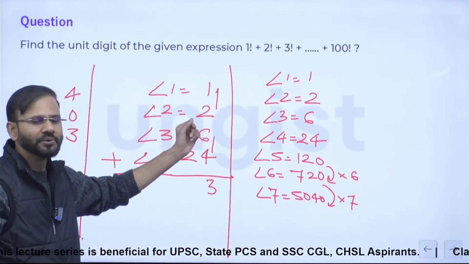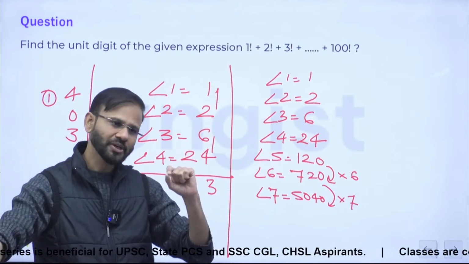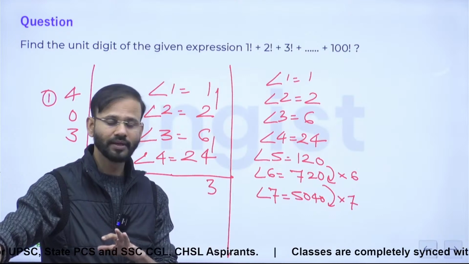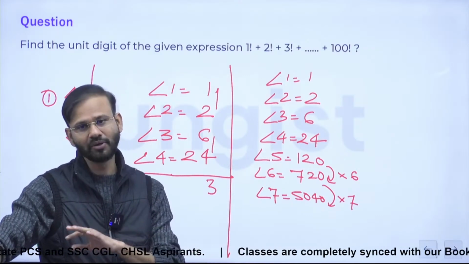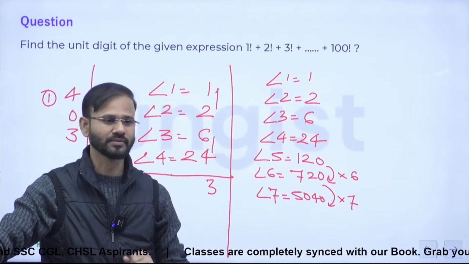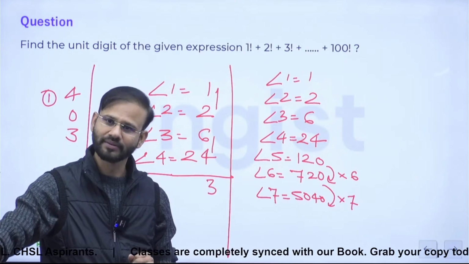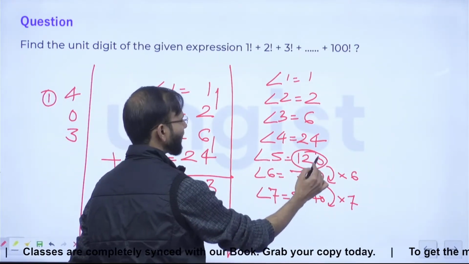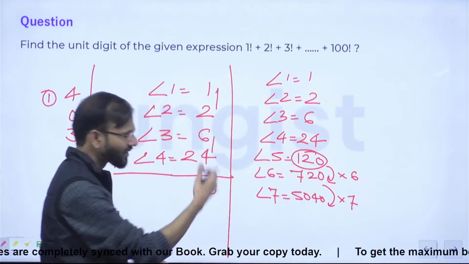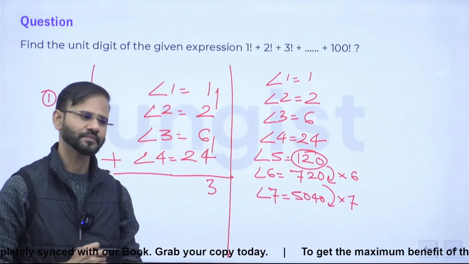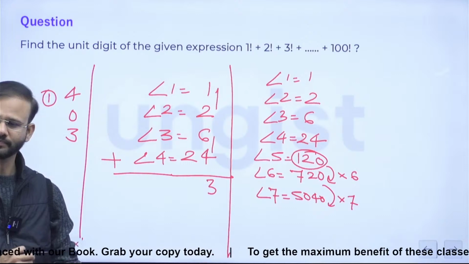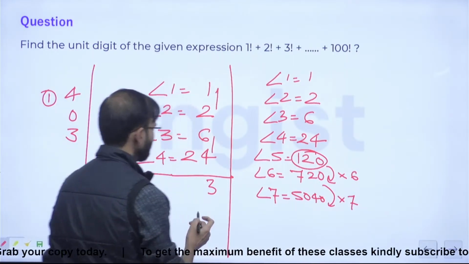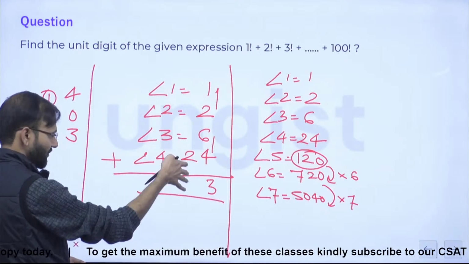So guys, what I'm trying to say is, once the 0 is introduced in factorial 5, it can't be removed. Why? Because you are multiplying that expression with something. Right? So once a 0 is introduced here, now it can't be removed for any value which is greater than 5 factorial. Correct? Right?